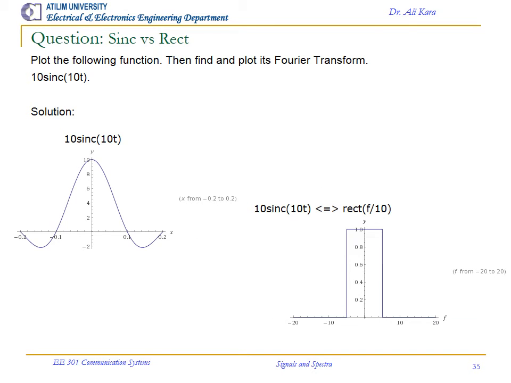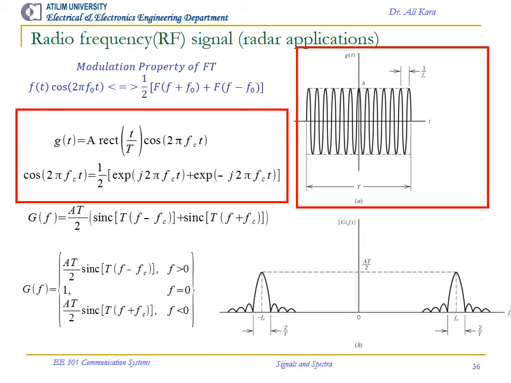Question: sinc versus rect. Plot the following function. Then find and plot its Fourier transform. 10 sinc 10t. Radio frequency, RF signal, radar applications. Radar type signals are also called radio frequency pulses.